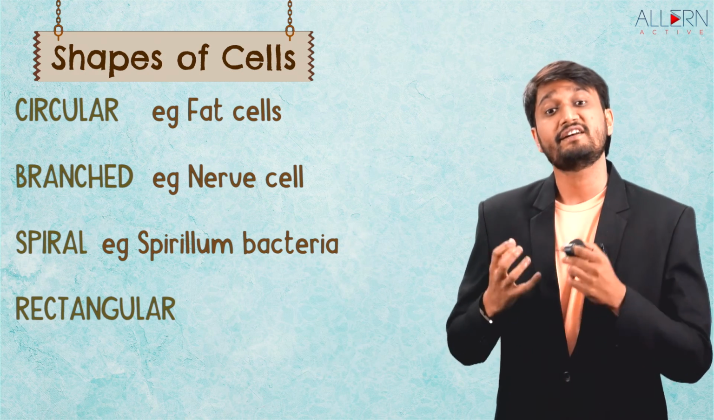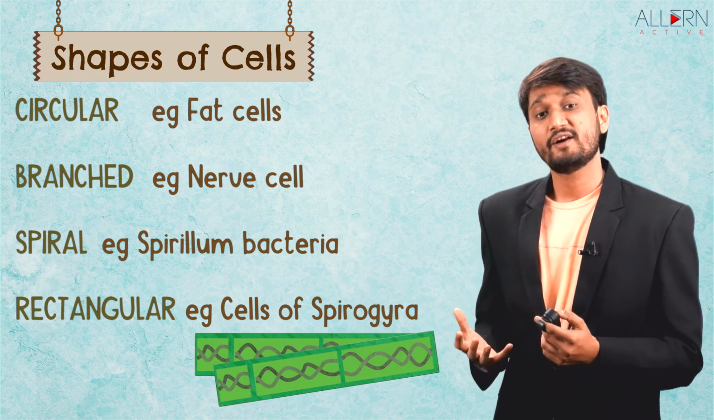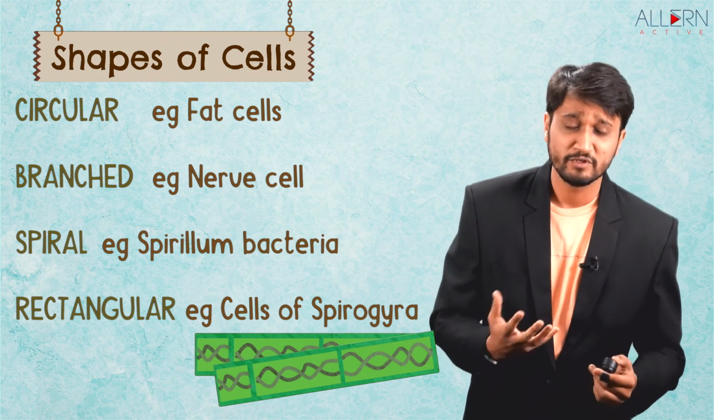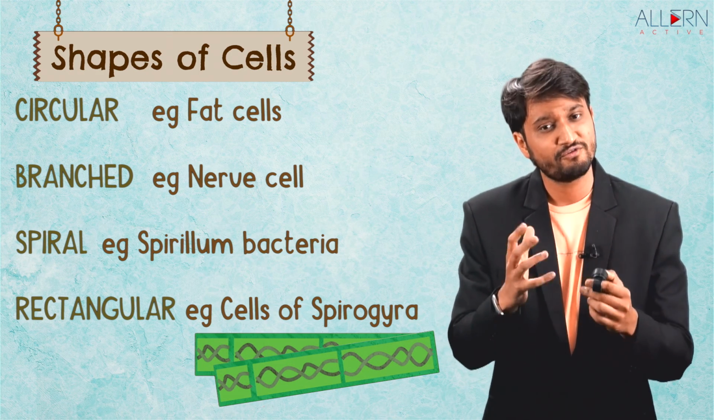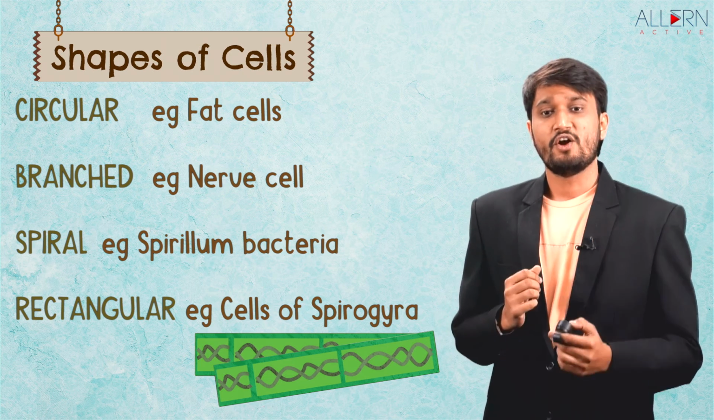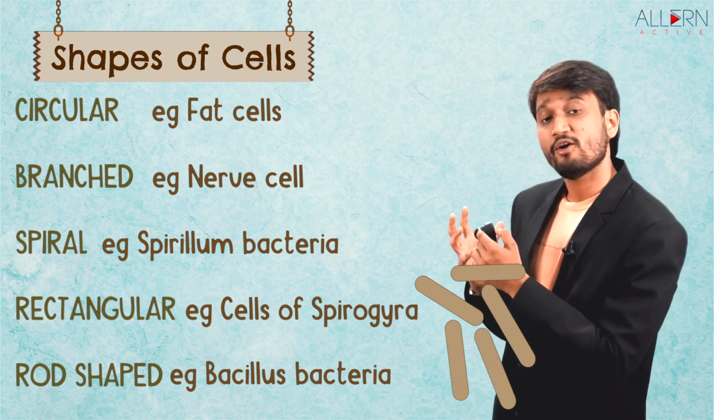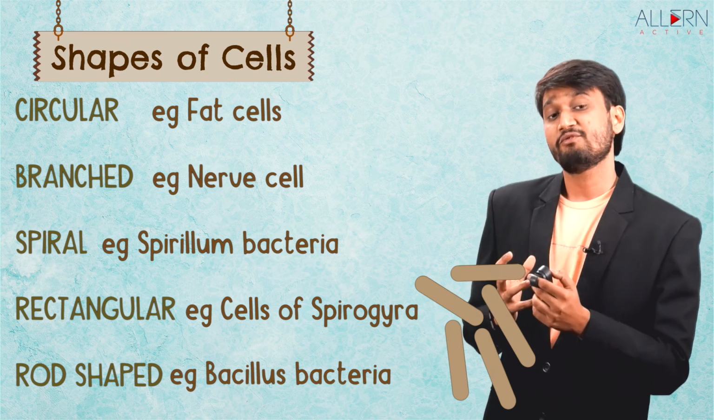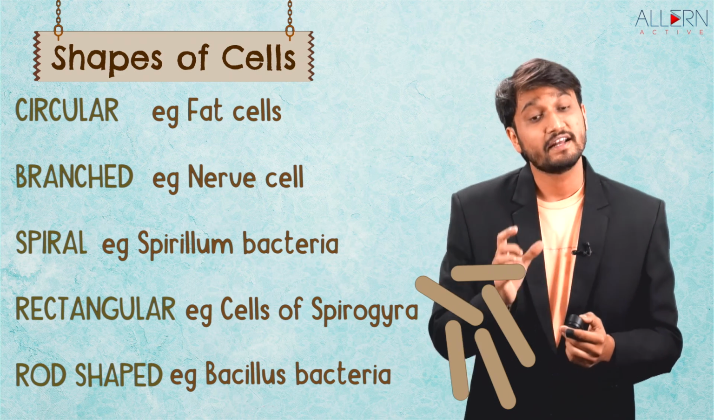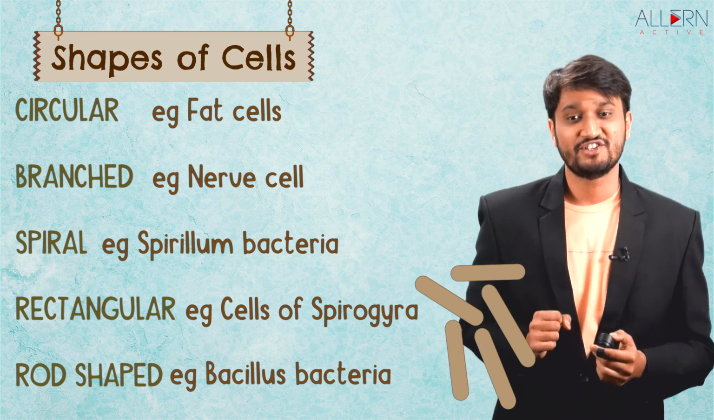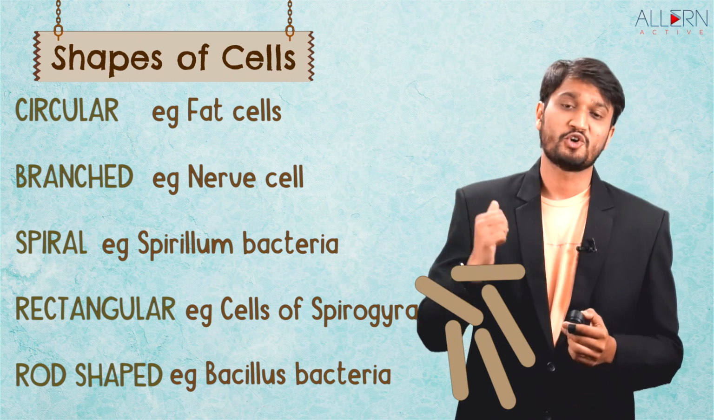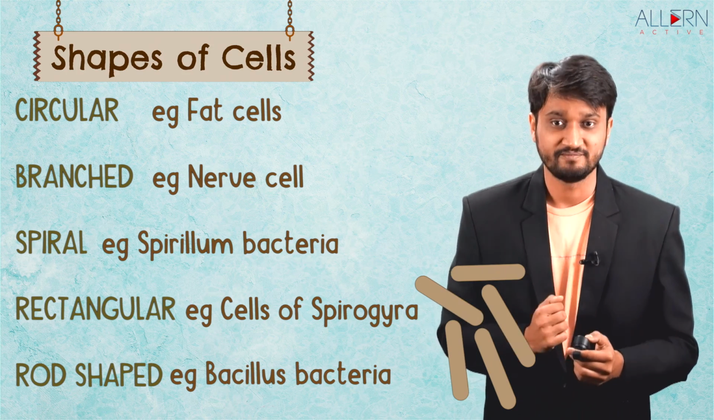After that, we have the rectangular cells. And these are of Spirogyra, which is one of the most primitive versions of a plant, right? Okay. After that, we have rod-shaped cells, and these are mainly of bacteria. Okay, and the name of the bacteria is Bacillus. Rather, Bacillus means rod-shaped. So these are rod-shaped bacteria over here.